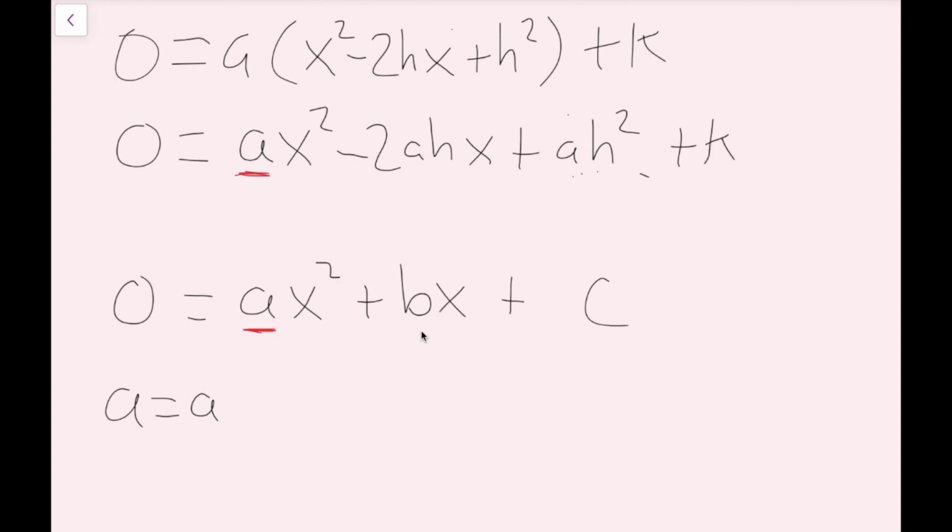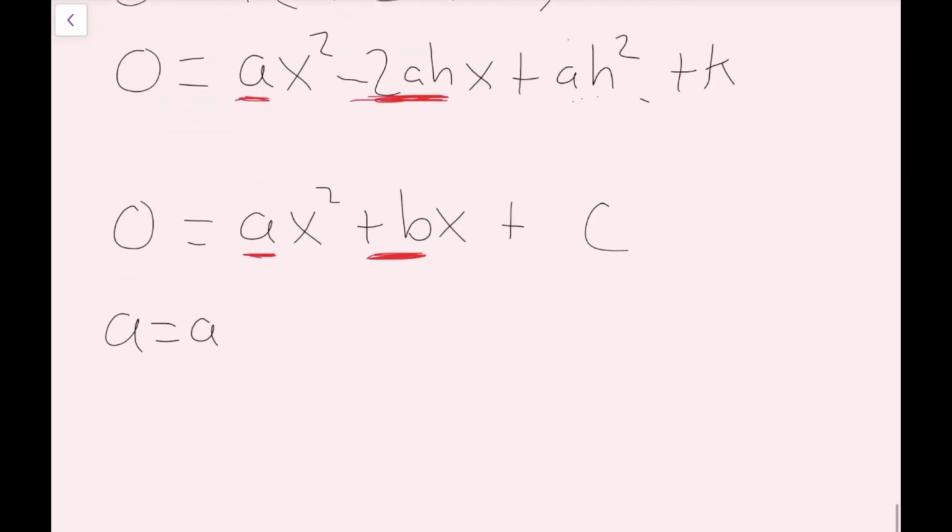The next coefficient I want to look at is this plus b. I want to see in our new vertex form what number, or in this case number and parameters, are being multiplied by the x term. The only thing being multiplied by the x term is this negative 2ah. So this negative 2ah in the expanded vertex form is the exact same thing as positive b. I'm going to rewrite that: b equals negative 2ah.